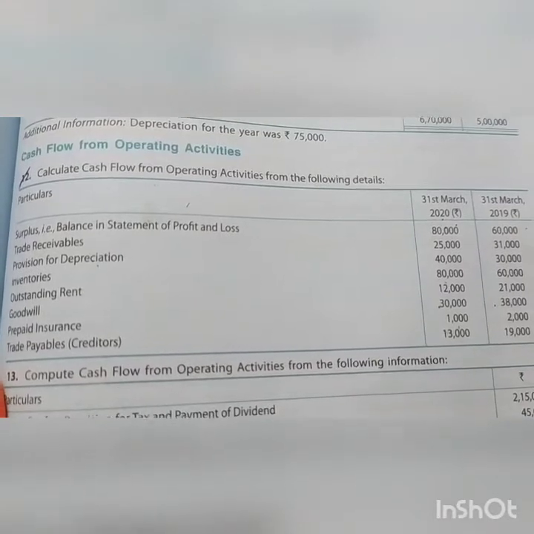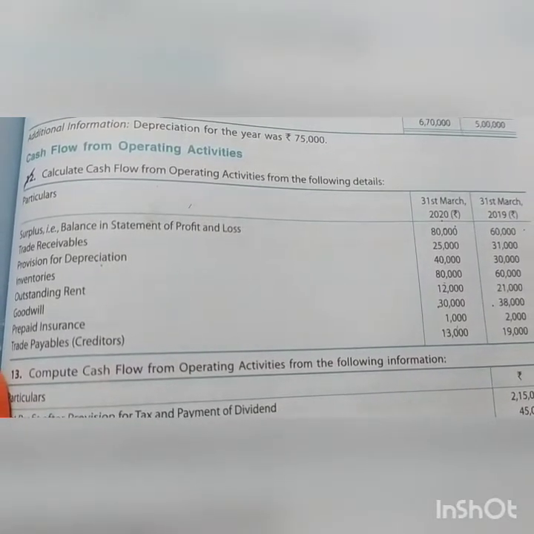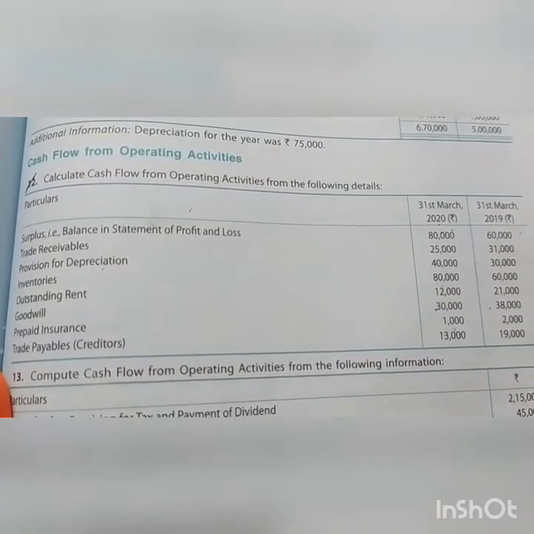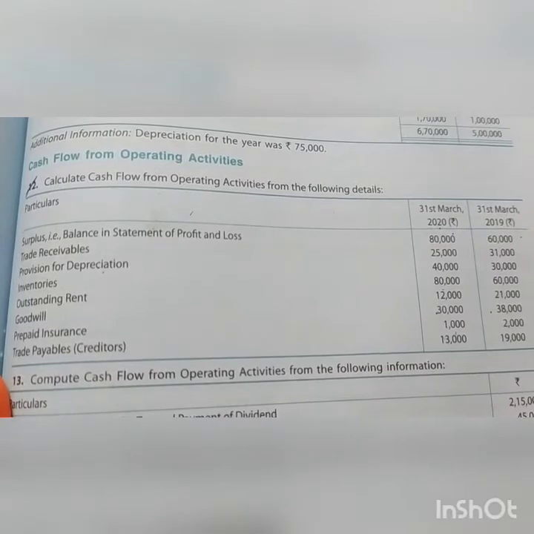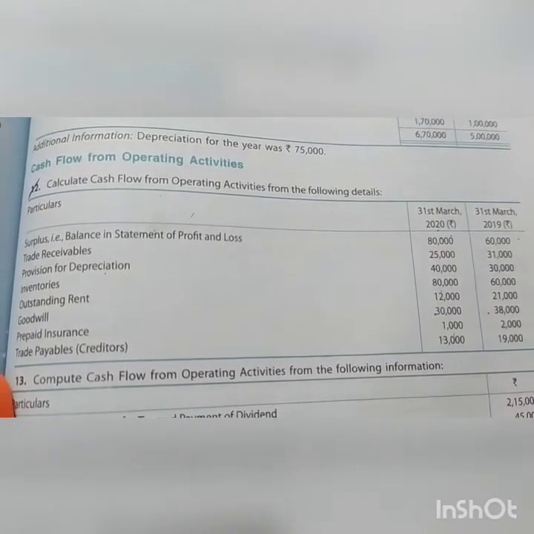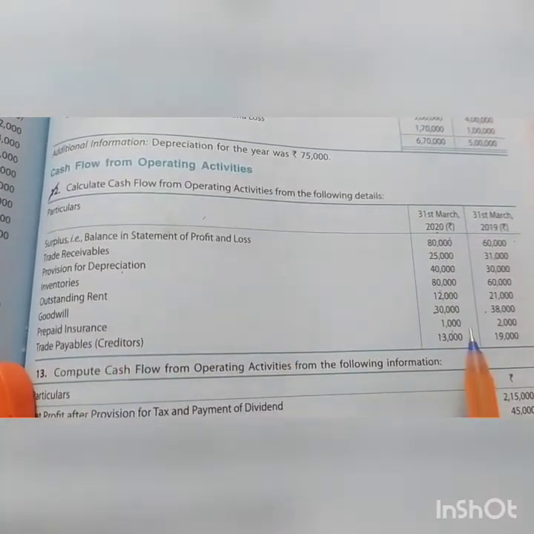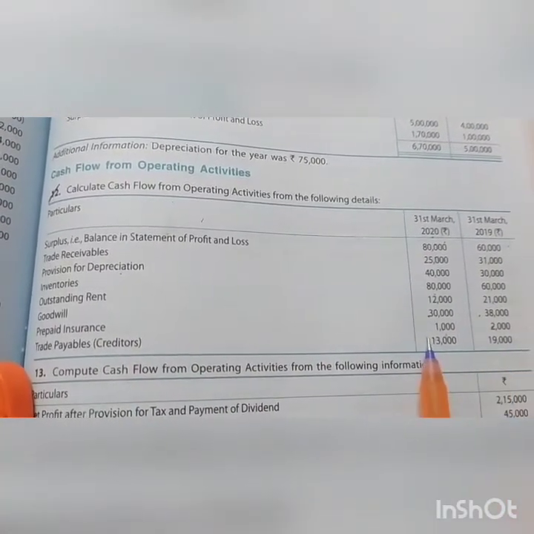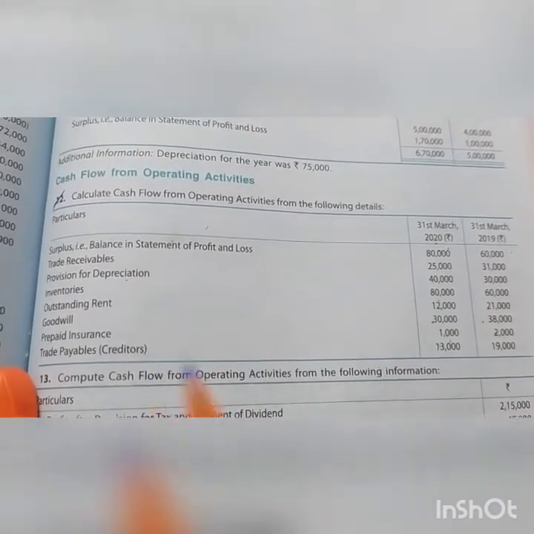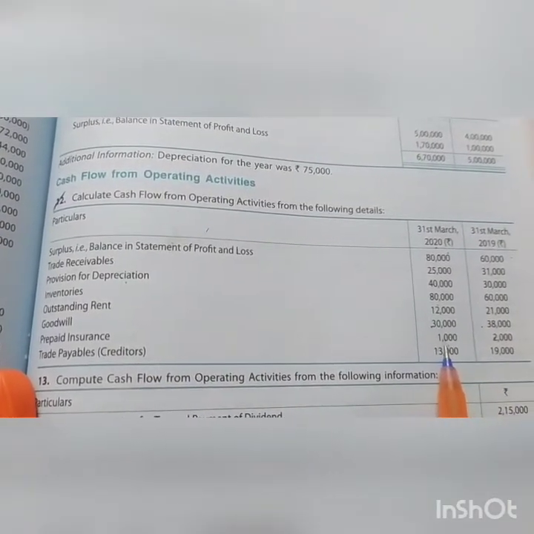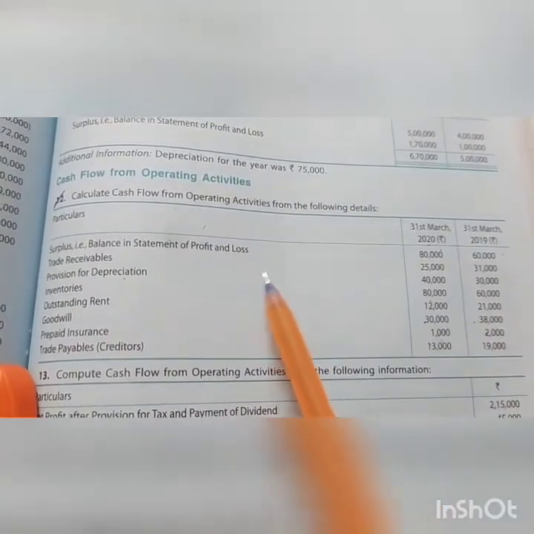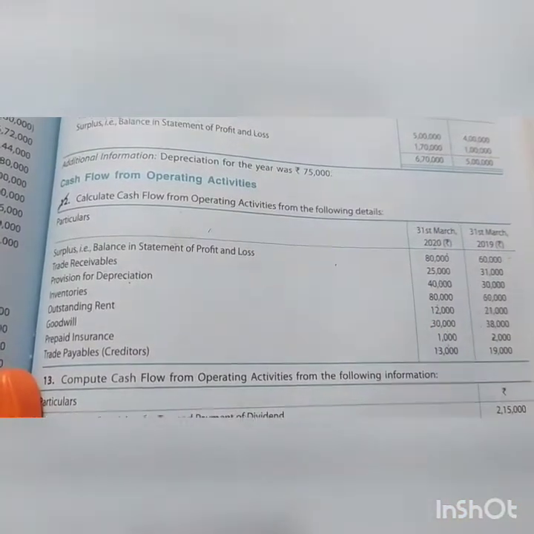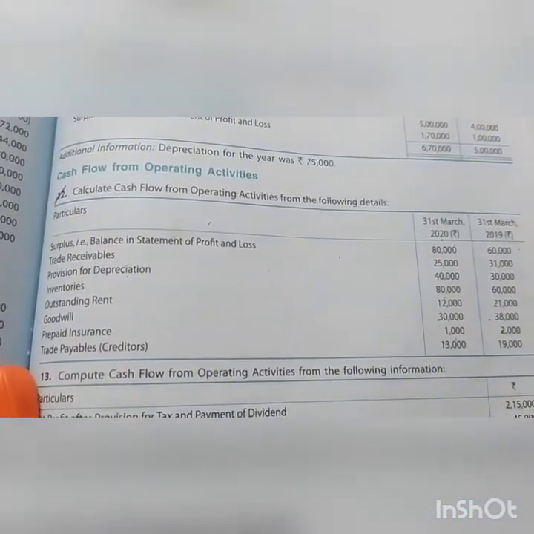Outstanding rent from 21,000 to 12,000. Decrease in current liability you will subtract. Prepaid insurance from 2,000 it has been decreased to 1,000. It is current asset and decrease in current asset will be added. Creditors are decreasing, so you will subtract the amount. Okay, just keep in mind, decrease in current asset and increase in current liability you will add, and vice versa will be subtracted.